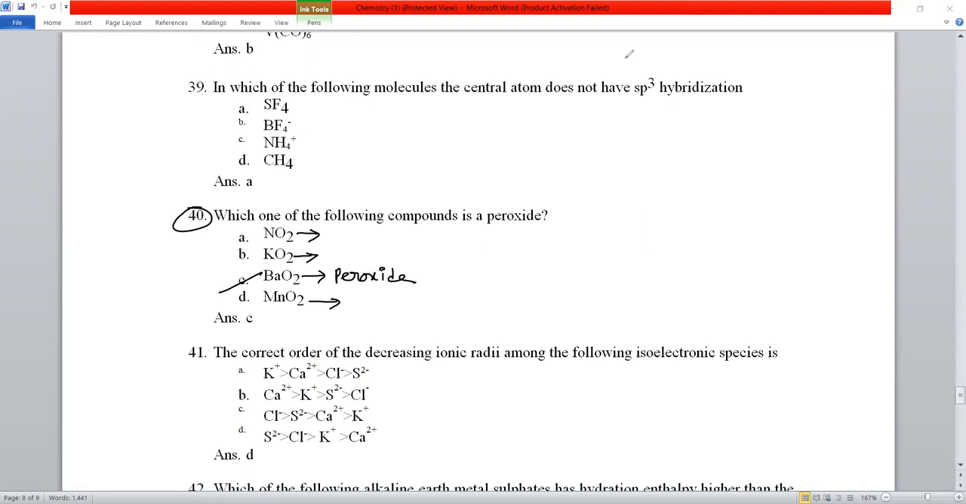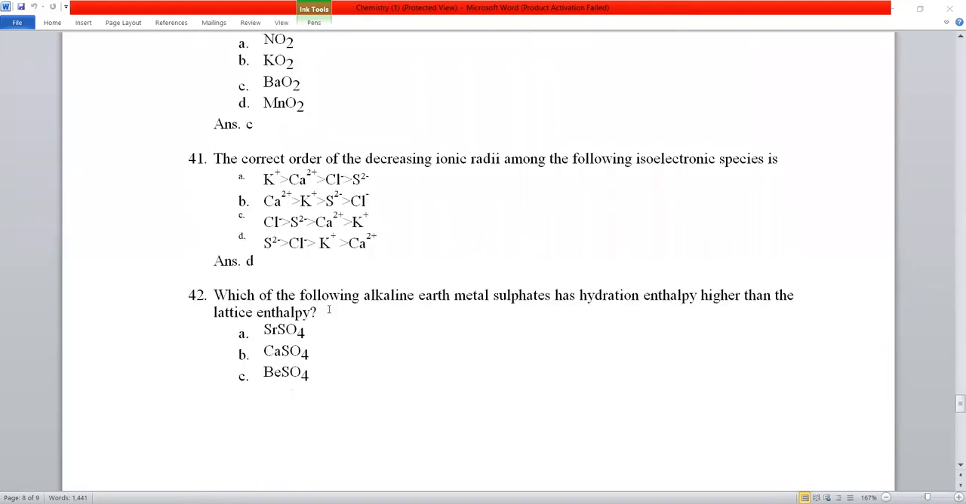That question only, students. Next, 41. The correct order of decreasing ionic radii for the following isoelectronic series. In an isoelectronic series, as positive charge increases, size decreases; as negative charge increases, size increases. Which has the more negative charge? Check here: S minus 2, Cl minus, K plus, Ca plus 2. So answer D. Negative charge is directly proportional to size, positive charge is inversely proportional to size, for isoelectronic series only, students.